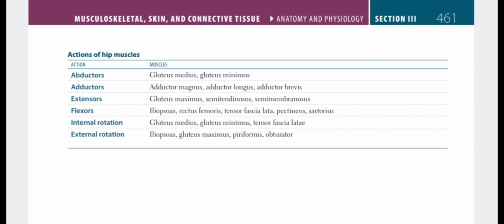Hello everyone, welcome back to channel for doctors, and today we are going to study about the actions of the hip muscles. We have completed our session on the anatomy of the upper limb, and now we have moved on to the anatomy of the lower limb.